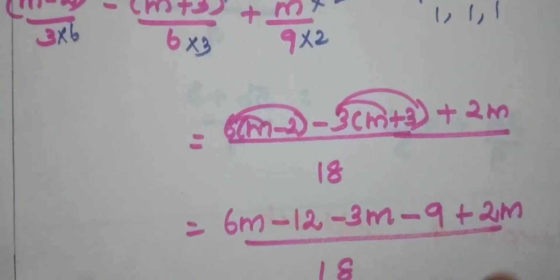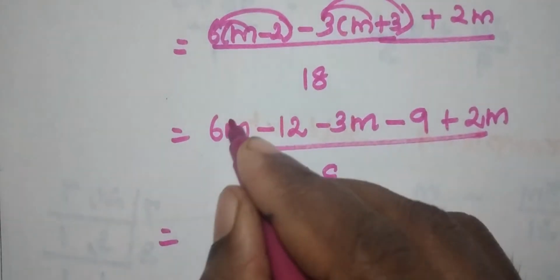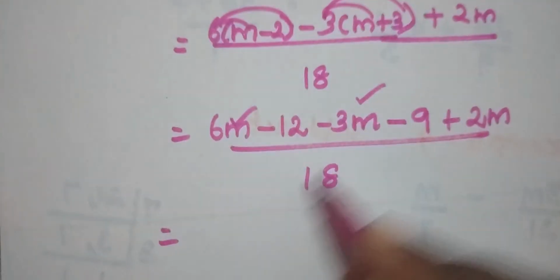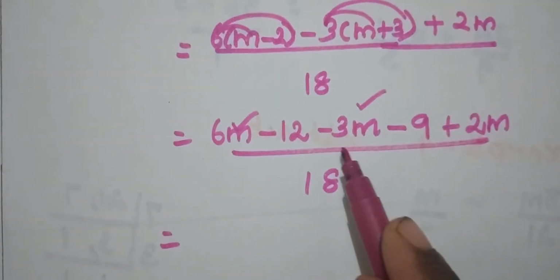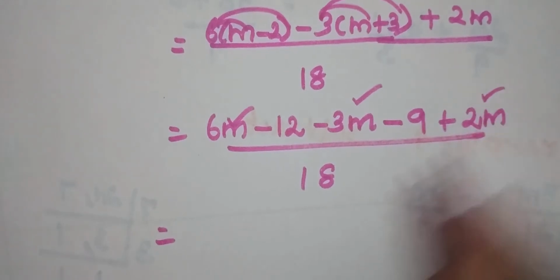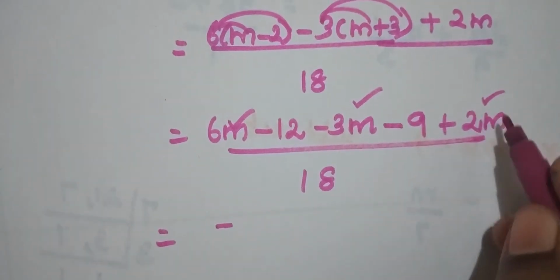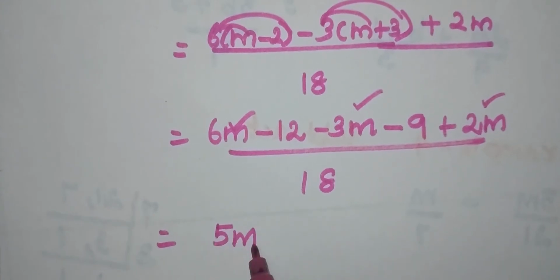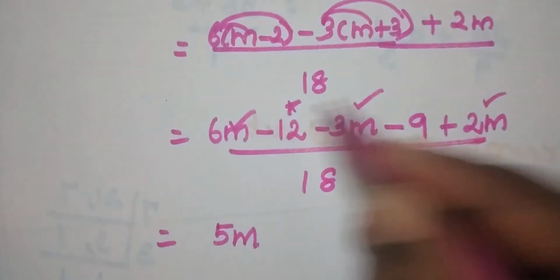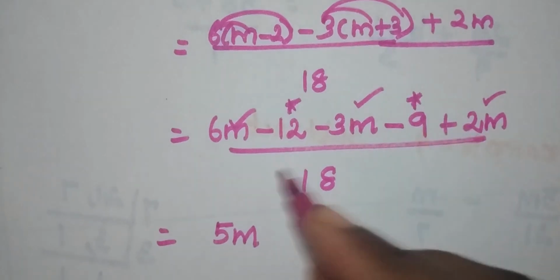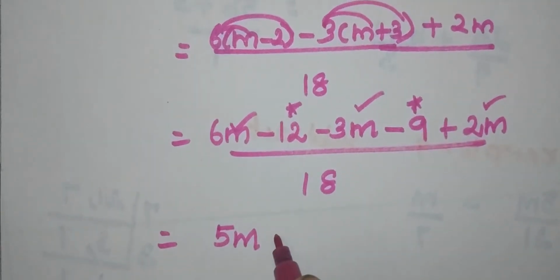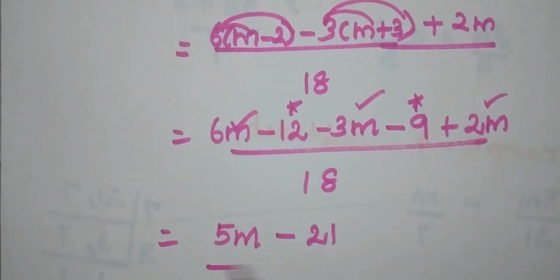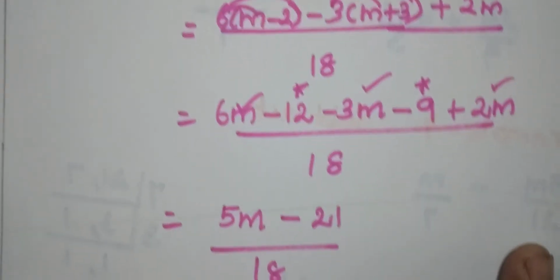Now simplify this one. Plus 6m minus 3m. 6m minus 3m is 3m. Sorry, 3m plus 2m is 5m. And minus 12 and minus 9. When you add these two numbers, you will get minus 21 divided by 18.